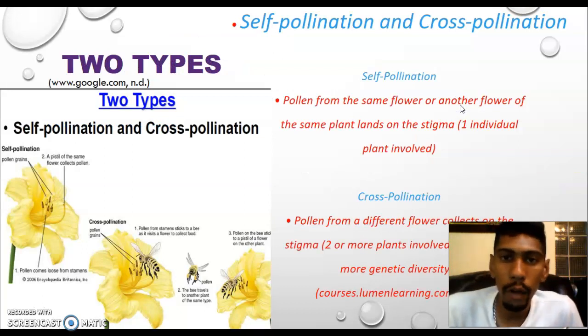So there are two types of pollination, self-pollination and cross-pollination. Self-pollination is when the pollen of the same flower falls onto the stigma of that same plant. Cross-pollination is pollen from a different flower that falls onto the stigma of another flower of the same species.